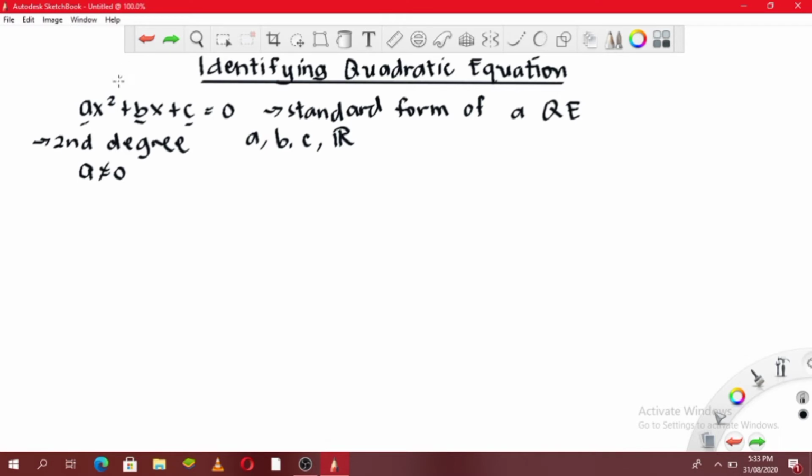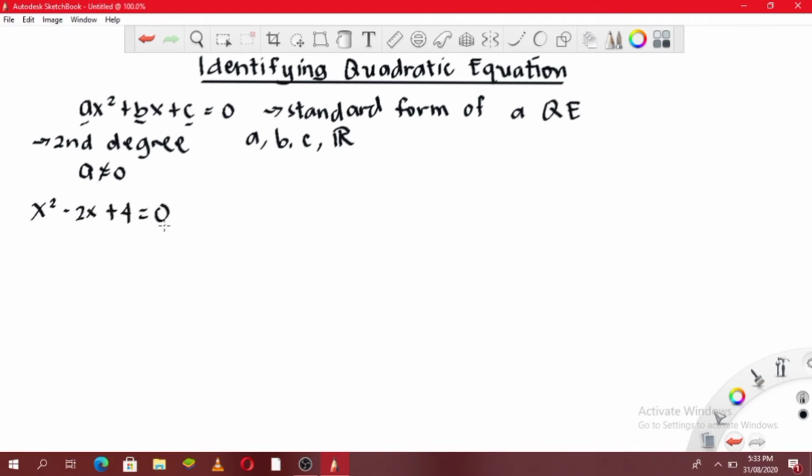So, hindi ito pwedeng mawala itong term na to. Hindi pwedeng maging 0 ang a. Dahil mawawala yung degree of 2, hindi na siya magiging quadratic equation. Let's have an example. Let's say we have x squared minus 2x plus 4 equals 0.